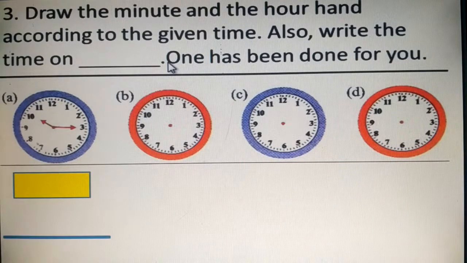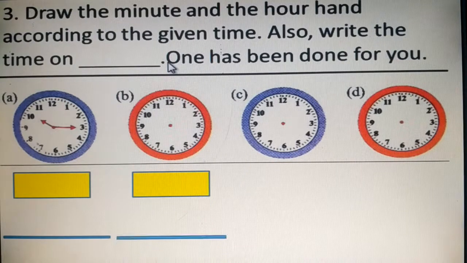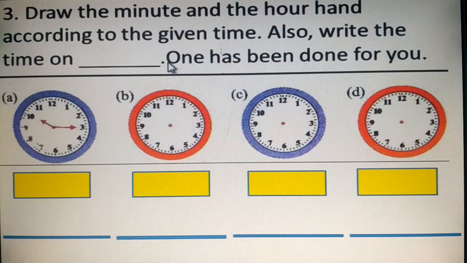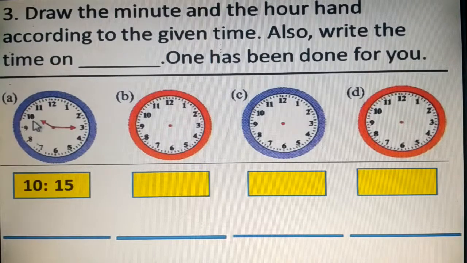In this one, words, numbers, words. Here, number, word, number, words. One has been done for you. This is 10:15. In this one, the minute hand is at 3, the hour hand is at 10. That's why the time is 10:15.